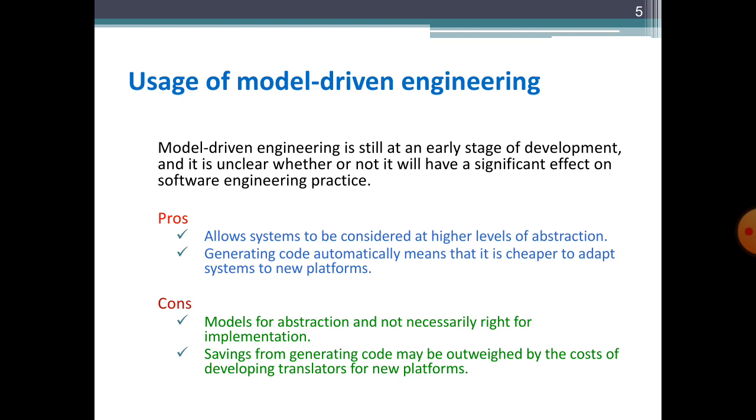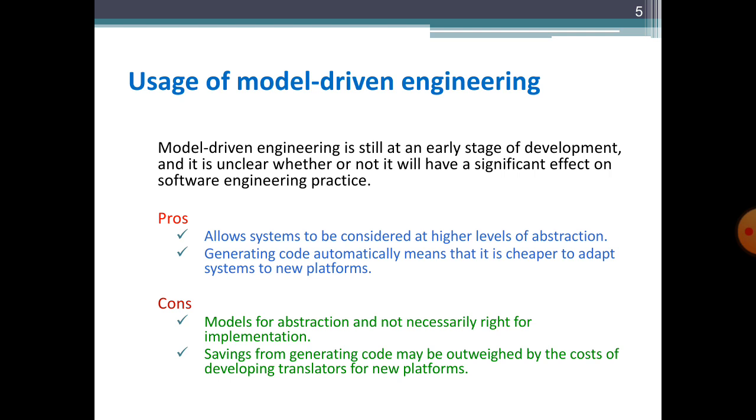Model driven engineering is still at an early stage of development, and it is unclear whether or not it will have a significant effect on software engineering practices. So it is still an open research issue as well. There are different advantages and disadvantages of these model driven approaches as well.